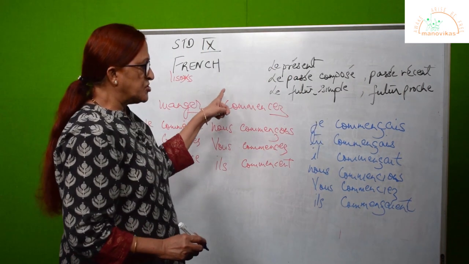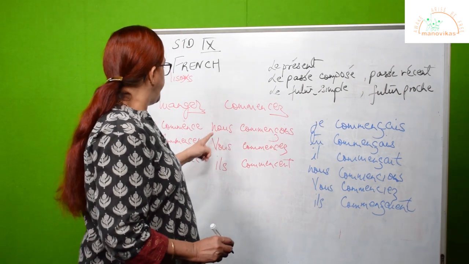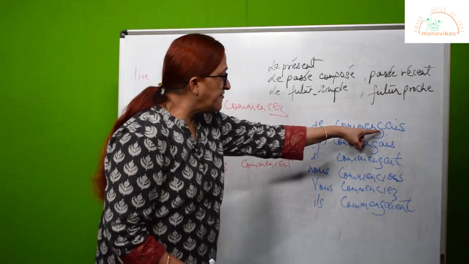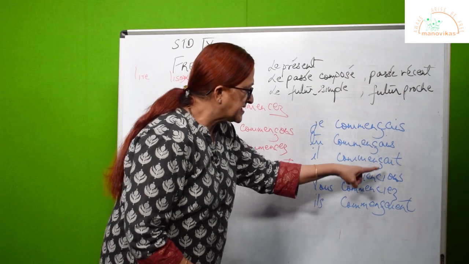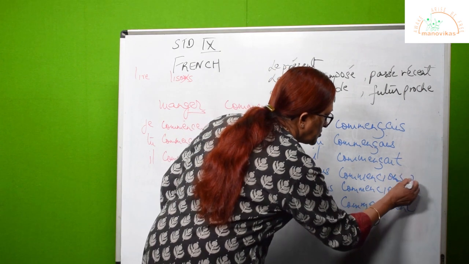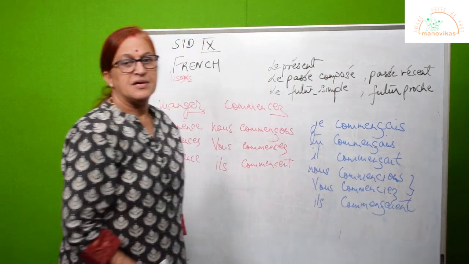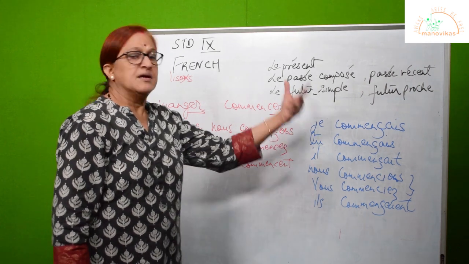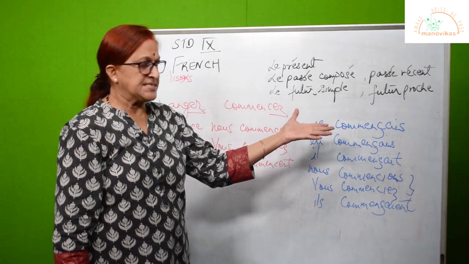So, just like manger, we are doing the same thing. In the nous form, we had added a cedilla. That cedilla we are retaining everywhere except nous and vous. So, these are the exceptions to the rule. You have to remember, GER verbs and CER verbs, we reverse the process.